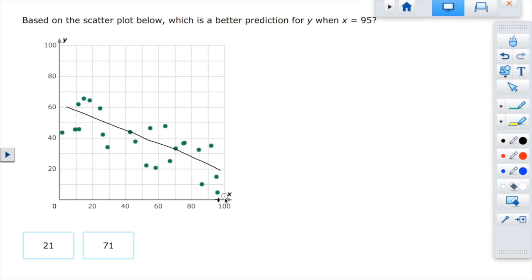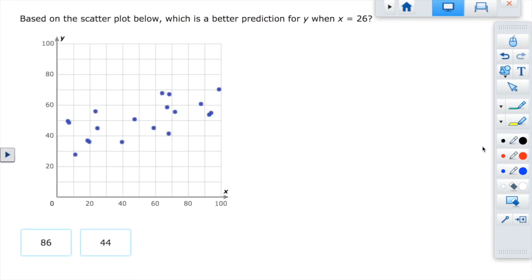Come over here to your x-axis, go to where they're asking you when x is 95, go up to where you would hit your line, and then go over to the y-axis. So what would be better here? I hit the graph a little bit higher than 20. So would 21 be a better predictor or 71? 71's way up here. So I think 21 would be the better predictor.